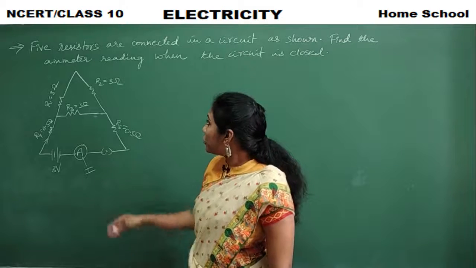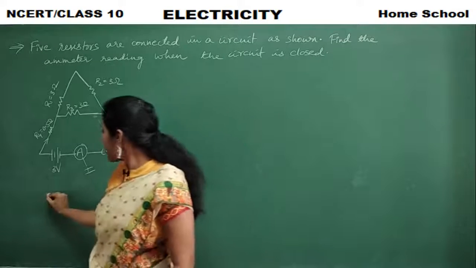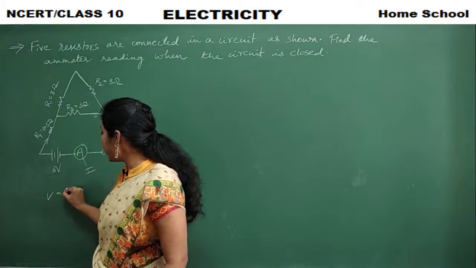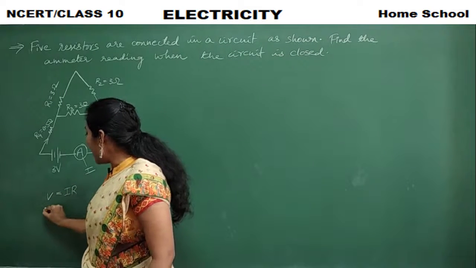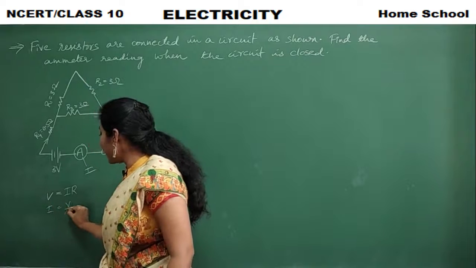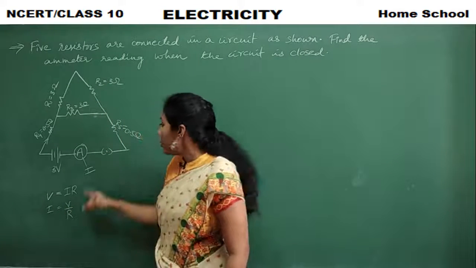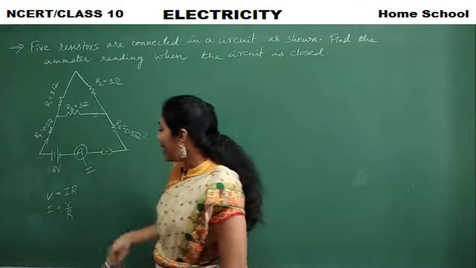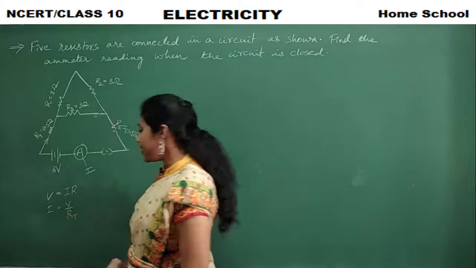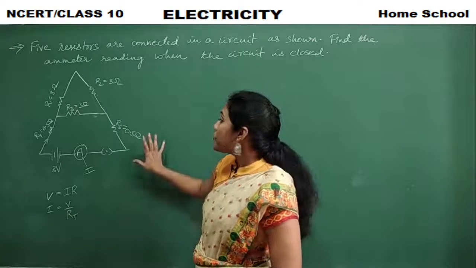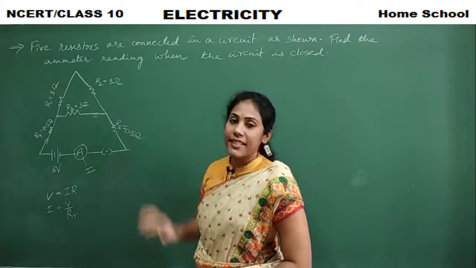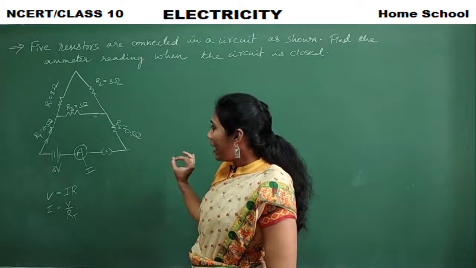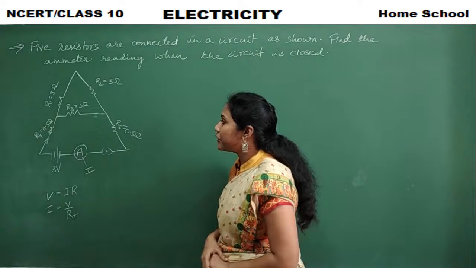So to find out the total current, what do you need? Apply Ohm's law. V is equal to IR. I is equal to V divided by R. Yes or no? So V is given, voltage is given, that is 3 volts, but R we don't know. We want the total resistance for the formula, right? So you need to find out the total resistance first. So how do you do that? You have to carefully analyze the circuit diagram here.